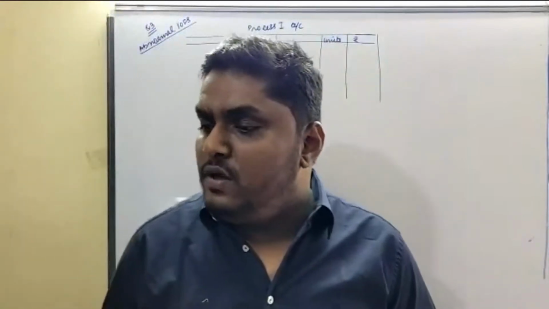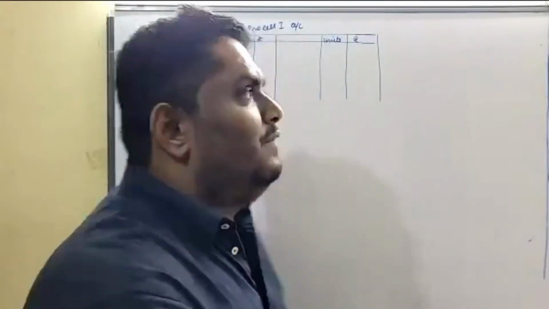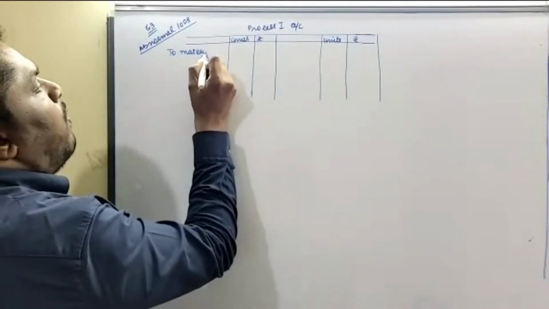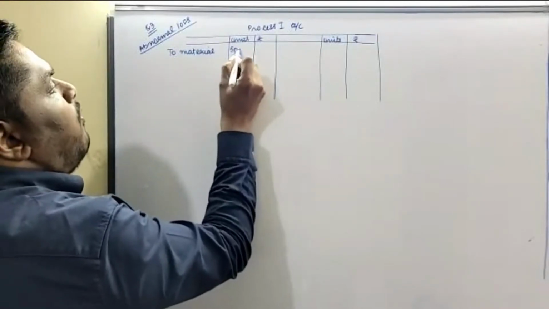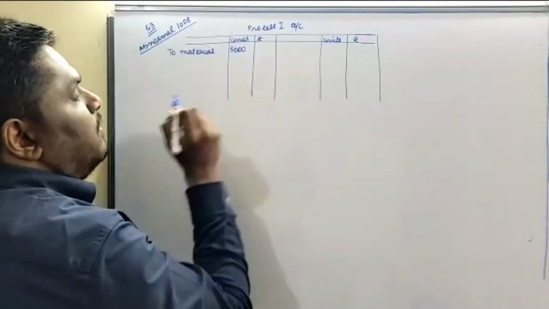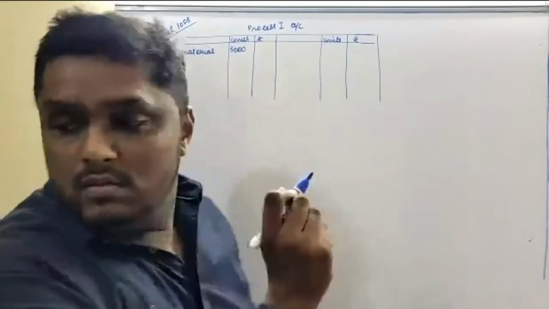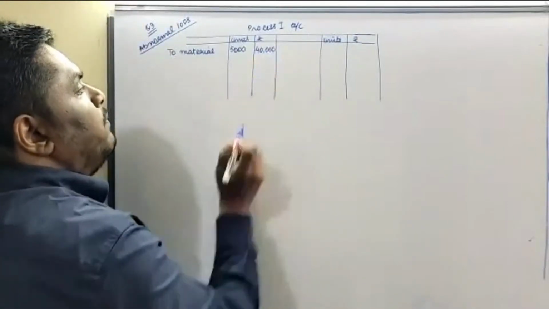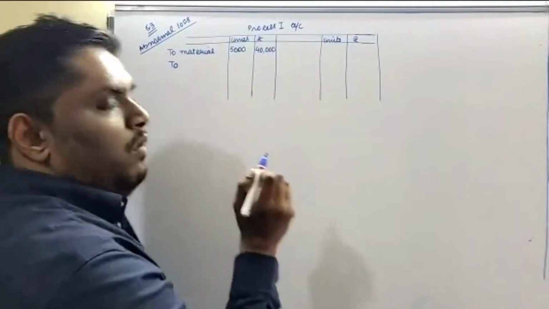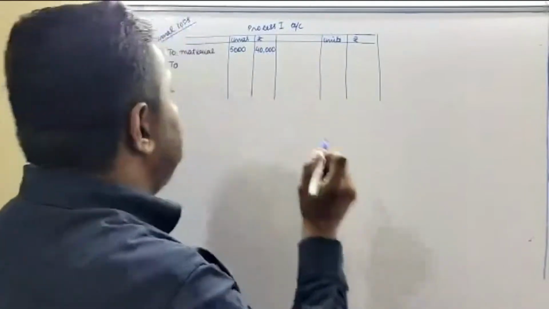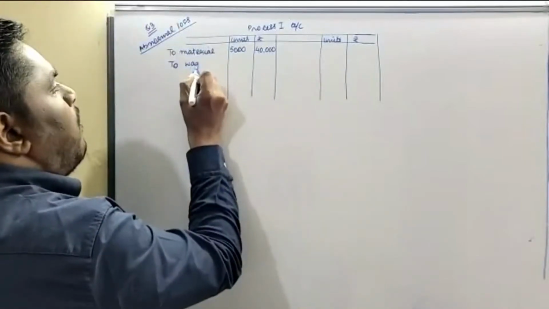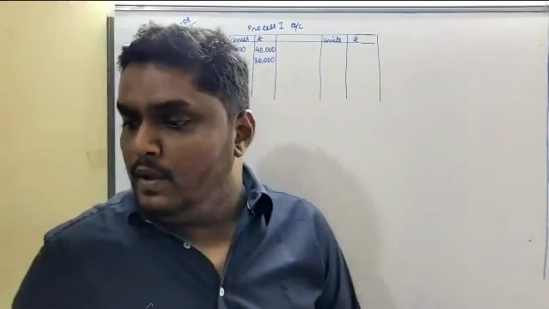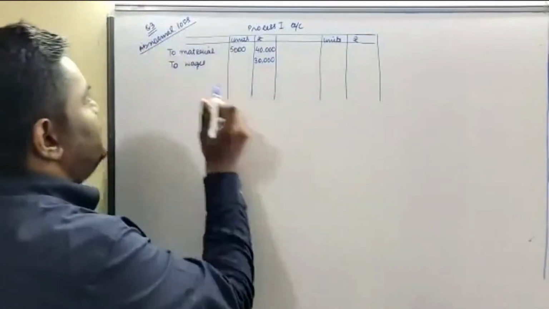So let's prepare process account. Herein, the material input is of 5,000 units at the rate 8, so total 40,000. So to material, 5,000 and 40,000. To wages, 30,000. To manufacturing overhead, 27,000.